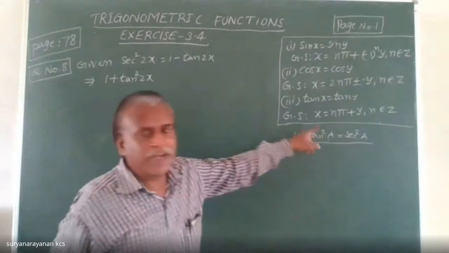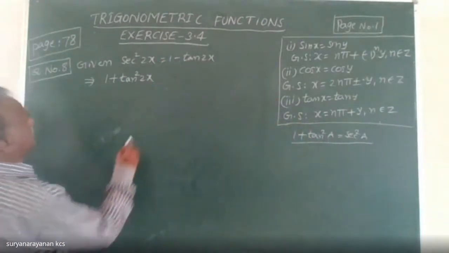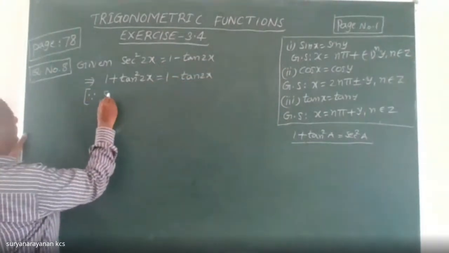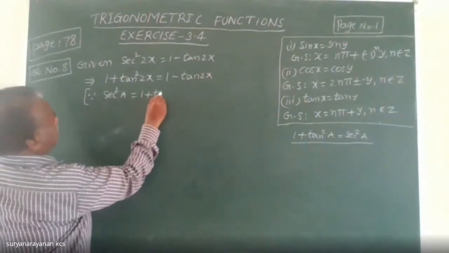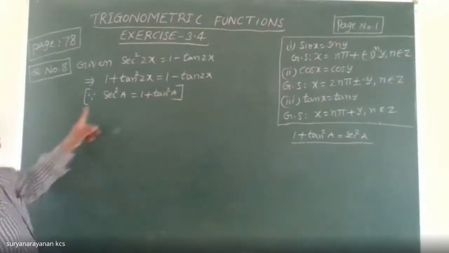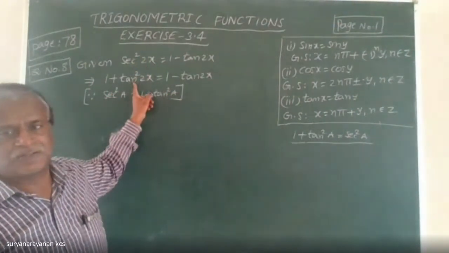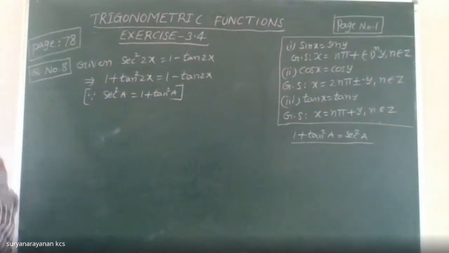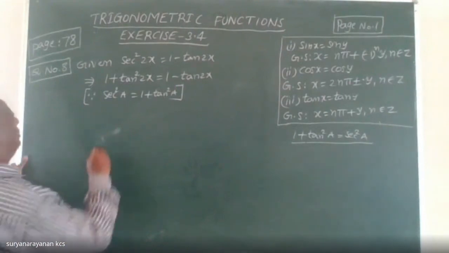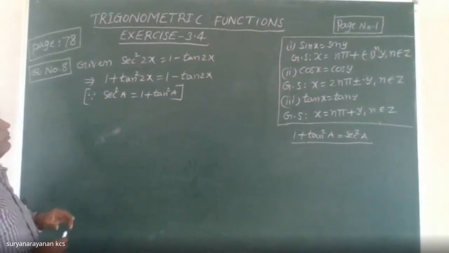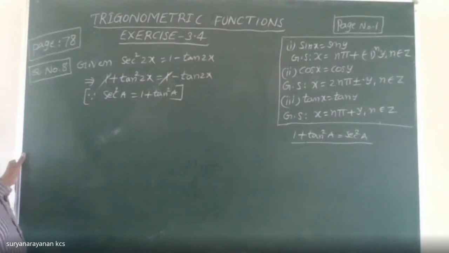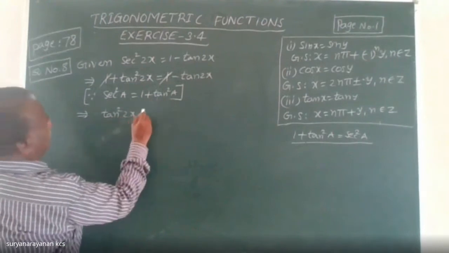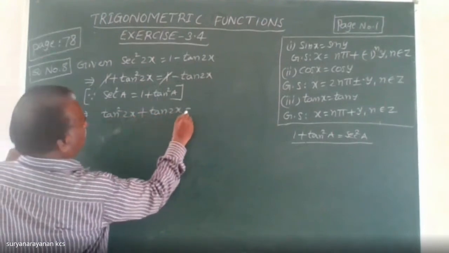Secant square a is equal to 1 plus tan square a, where a is equal to 2x. Okay, so 1 plus tan square 2x is equal to 1 minus tan 2x. By using this trigonometric identity, I wrote the LHS. Now here 1 gets cancelled. Tan square 2x plus tan 2x is equal to 0.